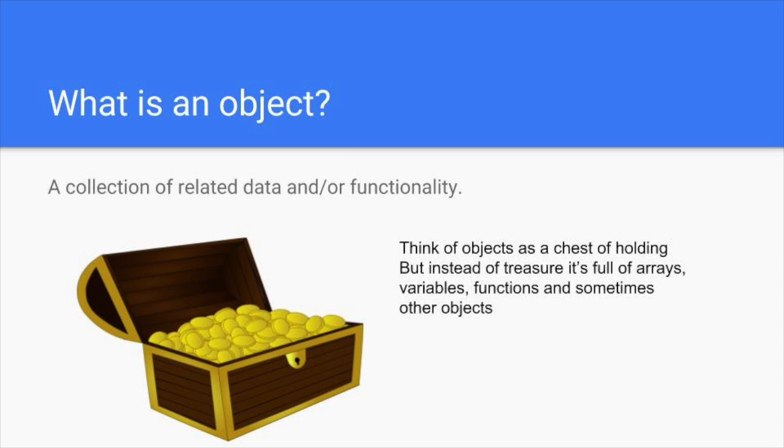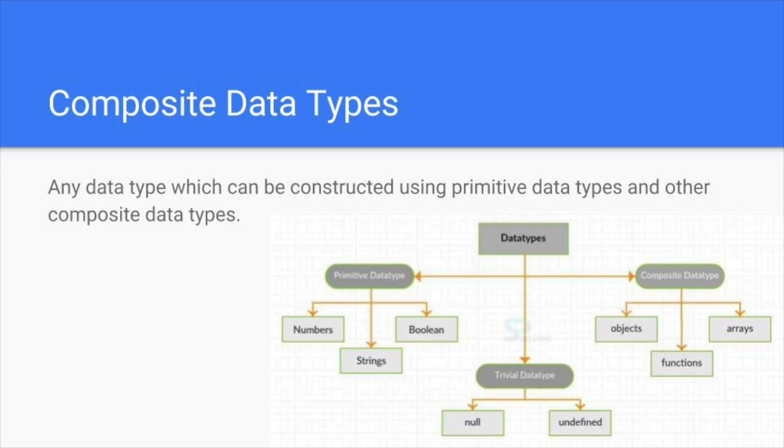Think of objects as a chest of holding. Inside the chest, you can hold functions and variables. And because of the smorgasbord of data, we call objects composite data types. The building blocks of an object are called fields or properties. Now, you'll most likely hear me call these properties throughout the nanodegree. Properties can describe some aspect of an object, for example, a person's name, gender, or their interests.